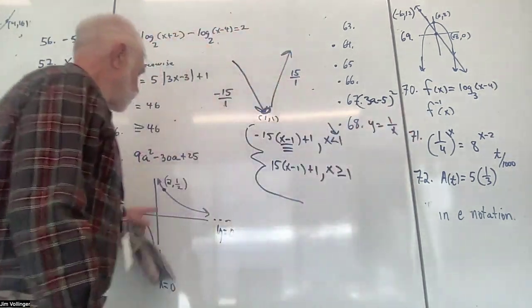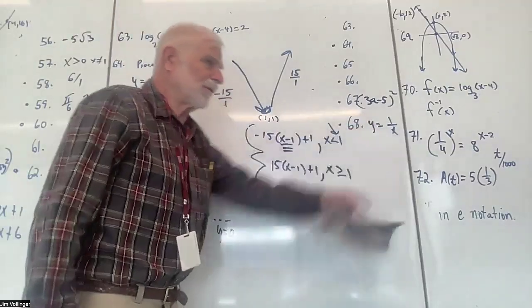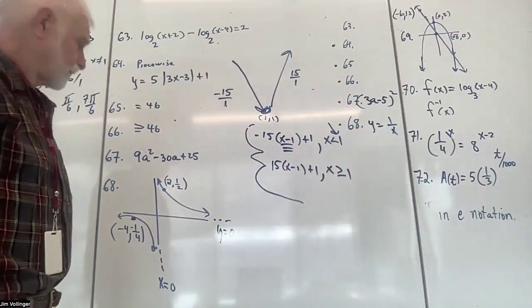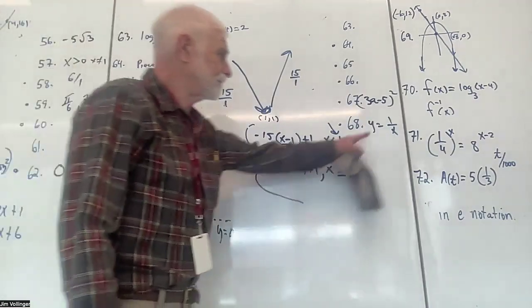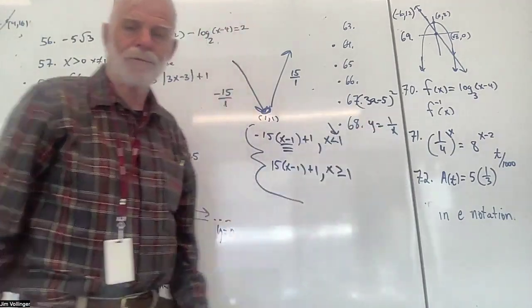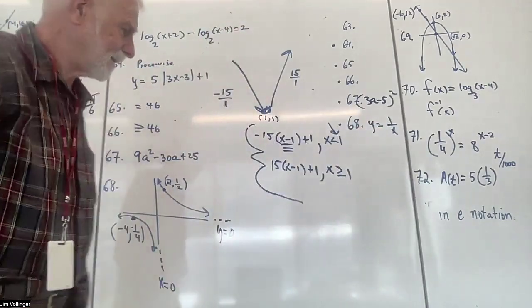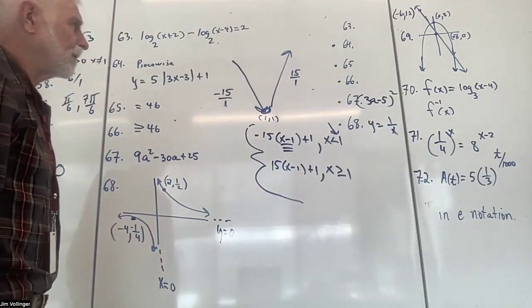Okay, if x is 2, 1 over 2. If x is -4, 1 over -4, which is -1/4. So that was a recognition.